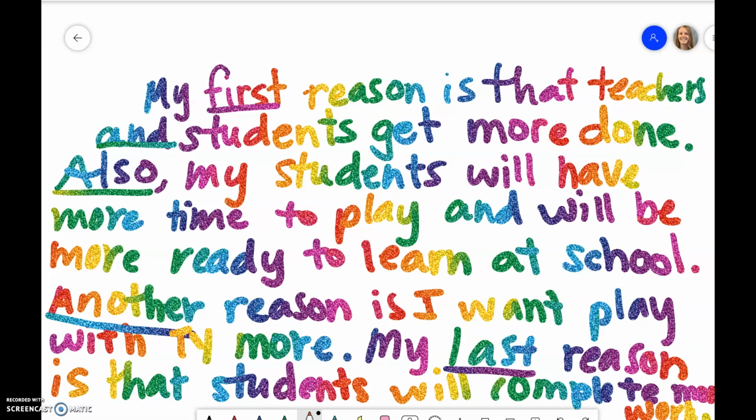So for this one, you need 4 sentences, and you're only going to be doing that today. We will do the closing tomorrow. So all you have to do today is your 4 sentences that has your 4 reasons in complete sentences. All right, get to work.